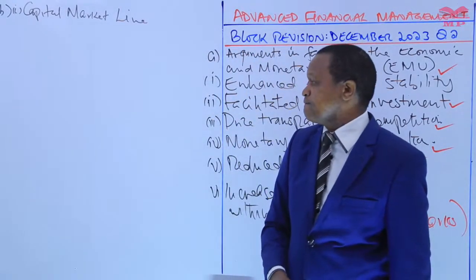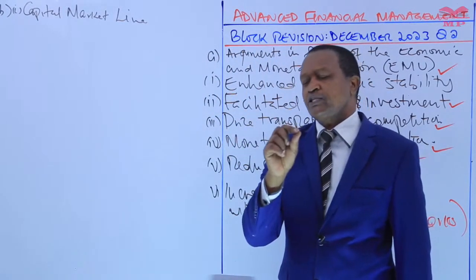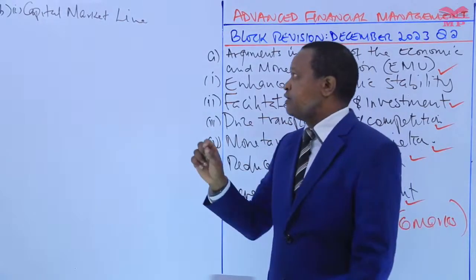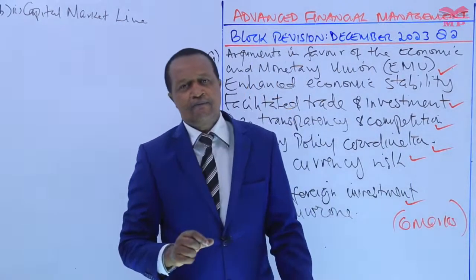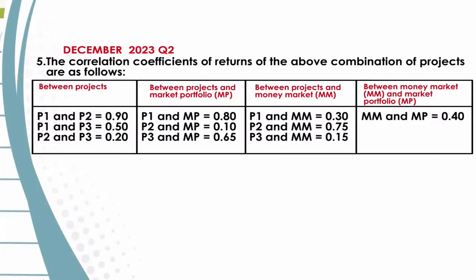You understand? So it's important to underline efficient portfolios. You can see here we have 3 portfolios. In note number 5, the projects are P1 and P2, P1 and P3, P2 and P3. We may also have P3 from note number 4, P3 and money market. So those are the possible combinations.